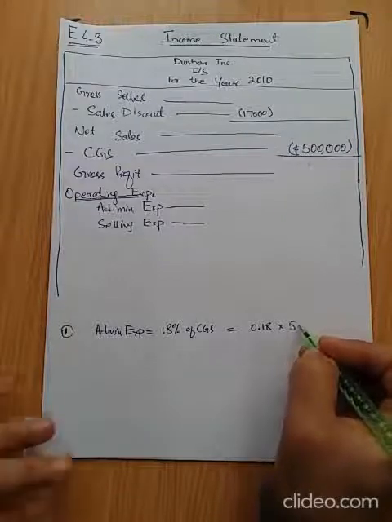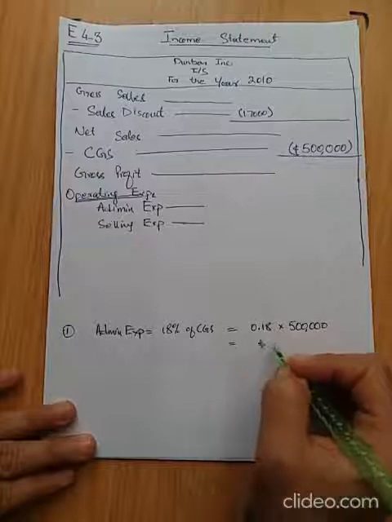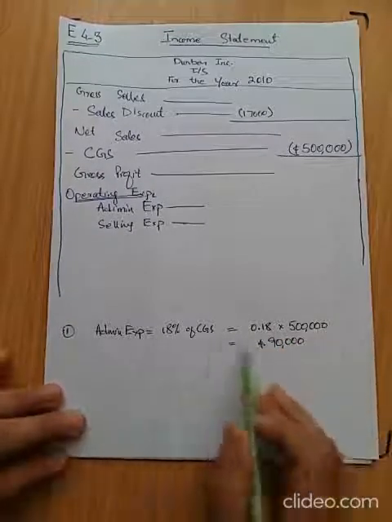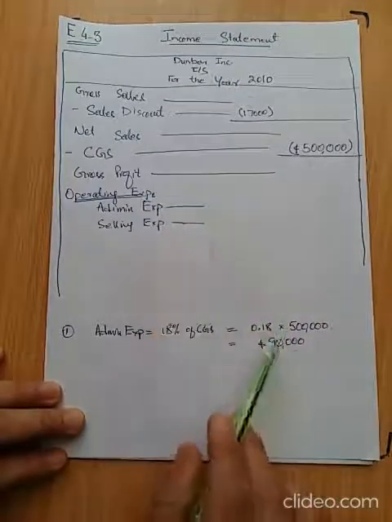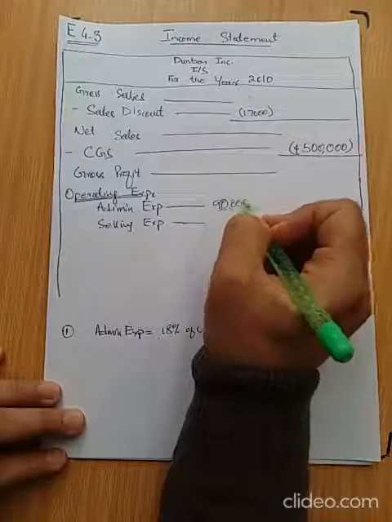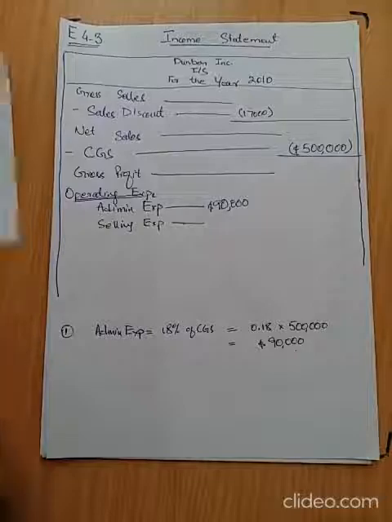The cost of goods sold figure we have is $5 lakh. When you multiply it, you get $90,000, which means that admin expenses are $90,000. So once I know it is $90,000, I will write it here instead of the question mark, $90,000 expense. Okay, then let's go back to the numerical again.